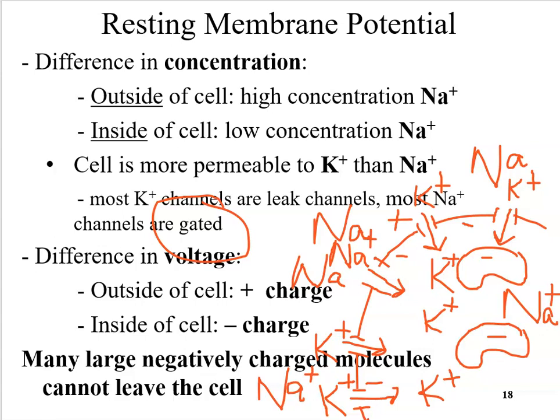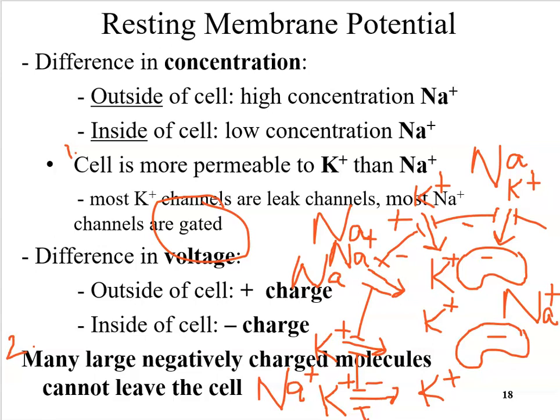So we have these two very important reasons why resting membrane potential exists, right? Number one, the cell is more permeable to potassium because there's more potassium leak channels to allow that potassium to come in. So we get more potassium in here. Number two, there's a lot of these large negatively charged molecules in the cell that make the whole cell negative. So there's a difference in concentration and charge.